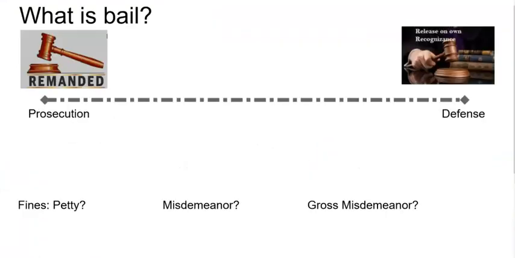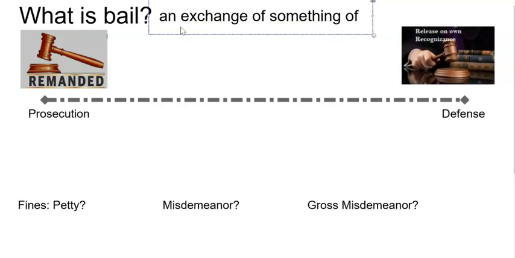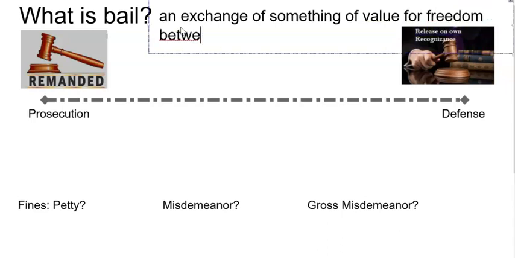And so, first of all, the question of what is bail. And this isn't very big, so I'm going to get that font size increased. Bail is an exchange of something of value for freedom between court dates. So when we look at bail, it's collateral.